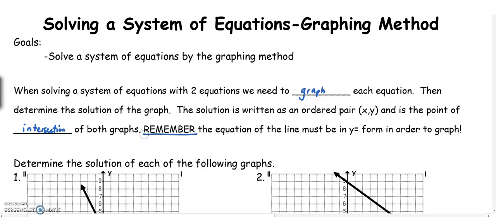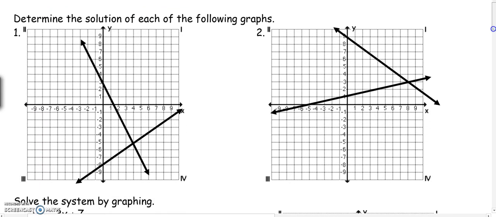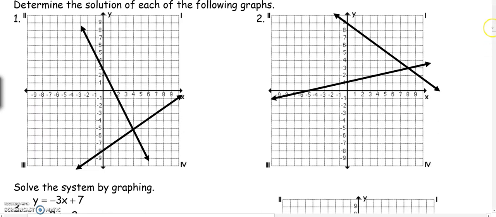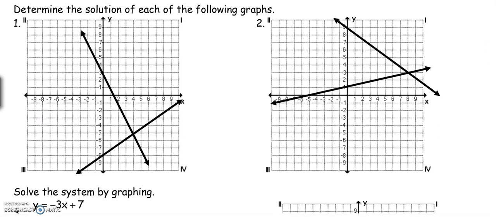Remember that the equations need to be in y equals form in order to graph. So let's look at number 1 and 2 where they already drew the graph for us and we need to just figure out the solution. So in number 1, I need to look at where my intersection point is. So my lines are intersecting here, and that coordinate is 4 for my x and -5 for my y, so it'd be 4 comma -5.